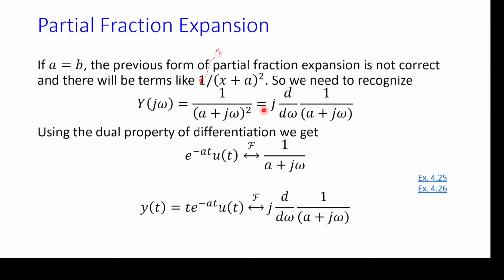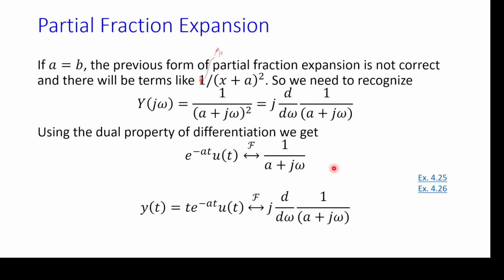Okay, and so what does this say? We know there is a Fourier transform pair between 1 over a plus j omega and this exponential decay e to the minus at u of t, and we can just use the derivative property to get the Fourier transform of this 1 over a plus j omega squared.